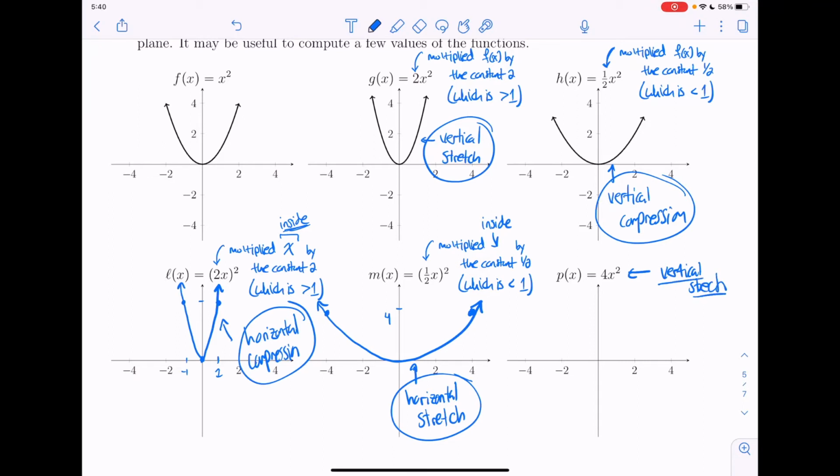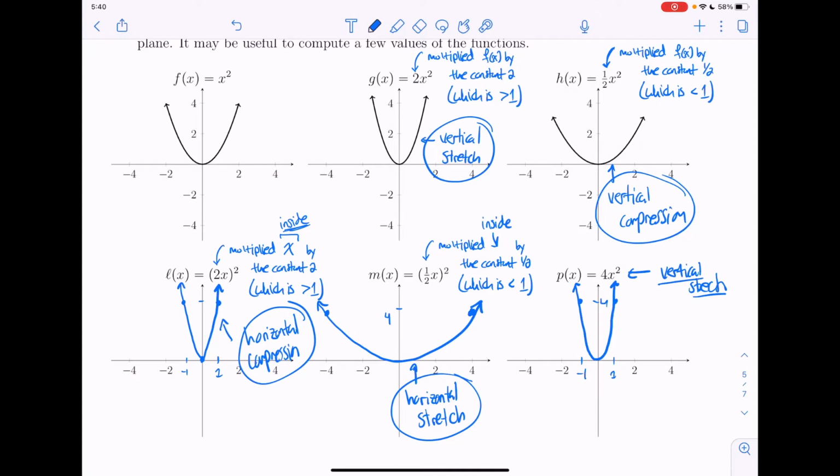Vertical stretch by a factor of 4, you can plot in some values. Let's put in, say, -1. -1 squared is 1 times 4 is 4. And if I put in a 1, we also get a 4. And so this will look something like this.